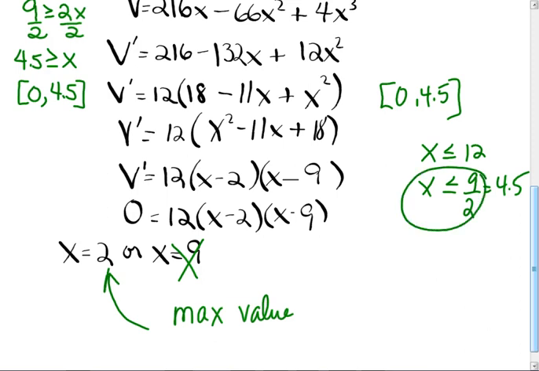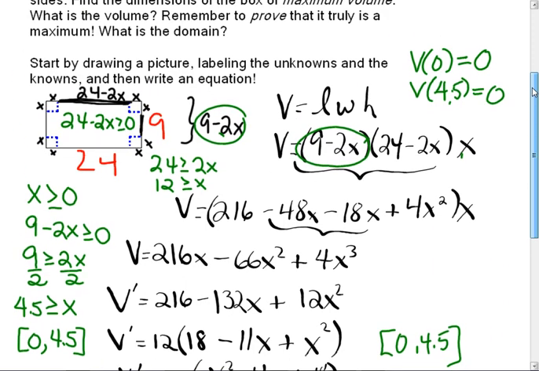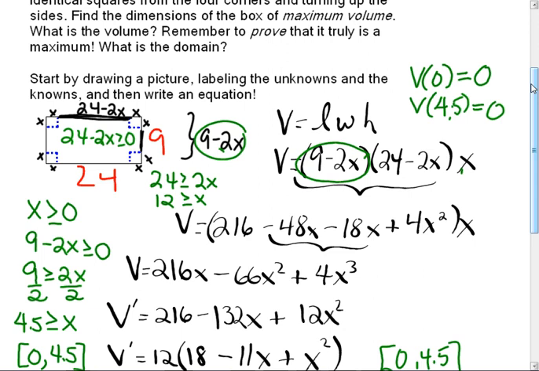Okay. Now, it did ask for the maximum value. So let's find it. But I know that 2 has to be it. That's where it has to occur. So let's find v of 2. I think I have enough room up here. And I'm going to use the factored form because that looks easier. Because it's 9 minus 4, so that's 5, right? And it's 24 minus 4, so that's 20, right? Times 2. Well, what's 5 times 20? 100 times 2 is 200.